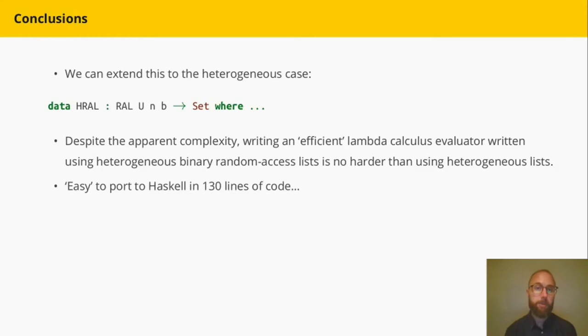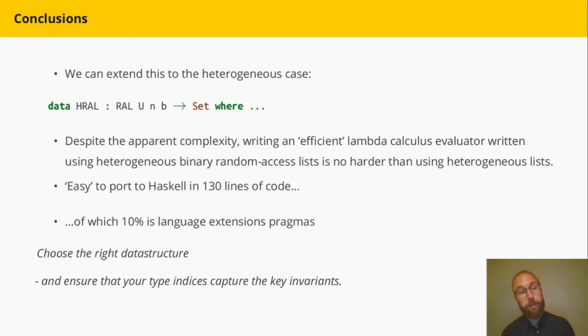It turns out that you only need about 130 lines to define the data structure, the nil, the cons, and the lookup operations. Of which I should point out that maybe 10% is language extension pragmas, but there's nothing too fancy going on there. So in conclusion, if you can choose the right data structure, and one very nice thing about these binary random access lists is that there's no rotations involved, everything stays in the same order, regardless of when we add things, it stays well formed. And if we choose our type indices in such a way that we can enforce the key invariants that we're interested in, this ensures that all of our definitions can go through quite cleanly, and we really can have our cake and eat it.